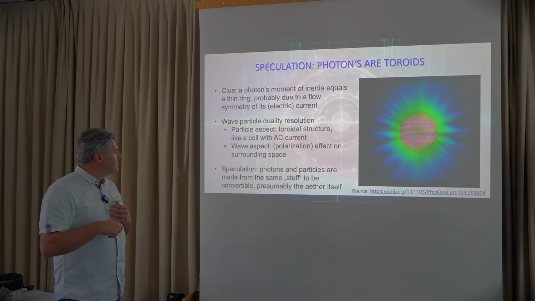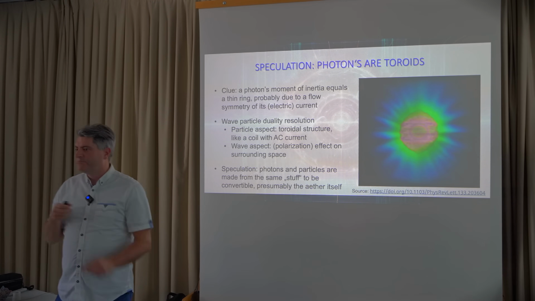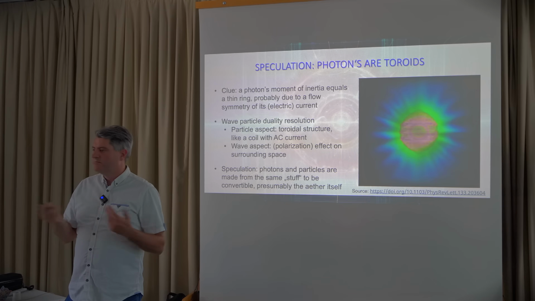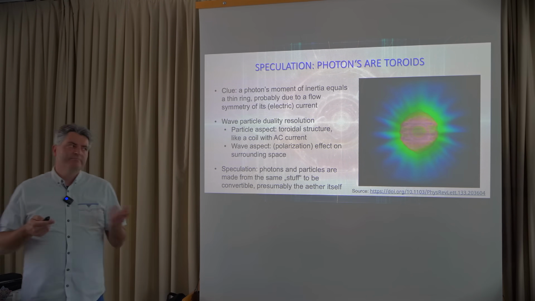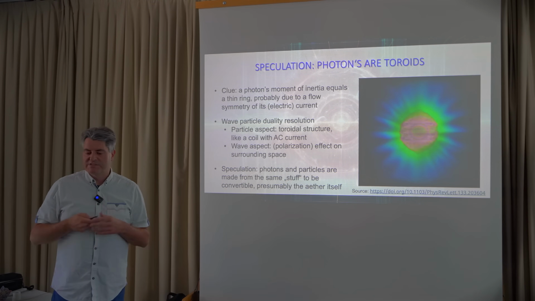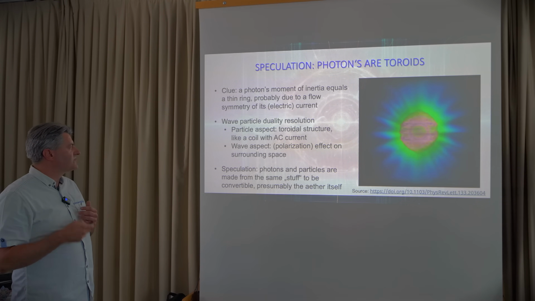And also I think that photons and particles have to be made of the same stuff, preferably the ether, to be interchangeable. So how can matter create photons or vice versa if they are not made of the same stuff? So this is also why I'm thinking the ether is a good thing, trying to explain things in terms of an ether.